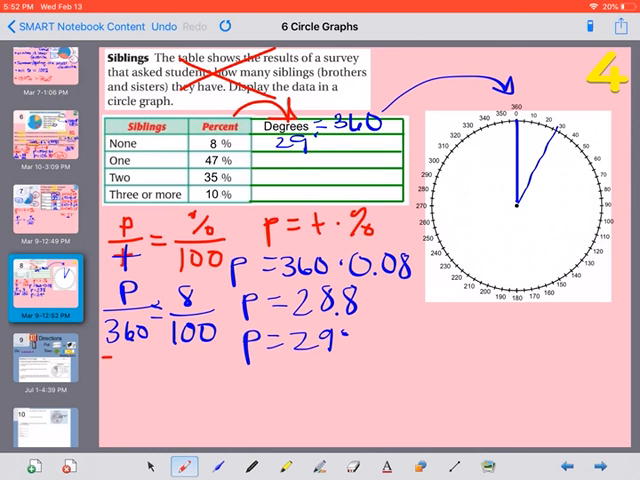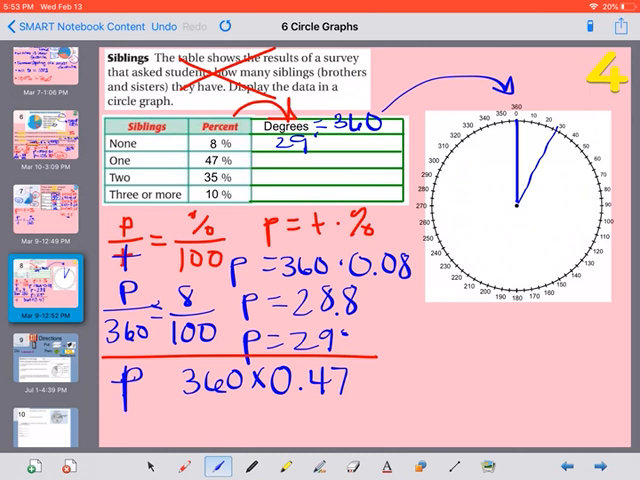So I'm going to look at now with one sibling. That's 47%. So our total number of degrees is 360 times our percent as a decimal, 0.47. That will give us the part of the circle that we need. 360 times 0.47 is 169.2. I'm just going to go 169 degrees. So we are not going to put a mark at 169 degrees, which is going to be right about there. No. Okay?